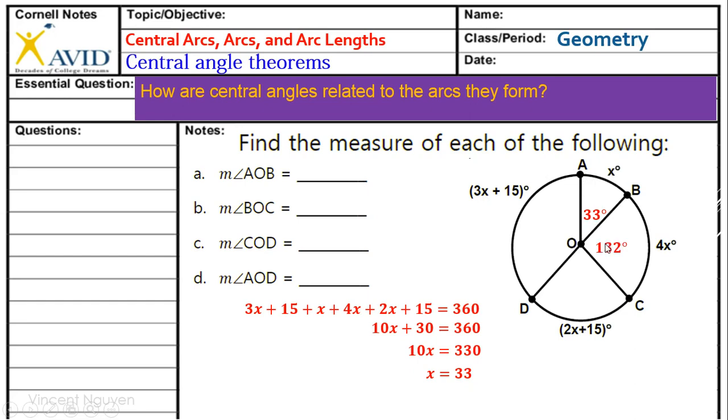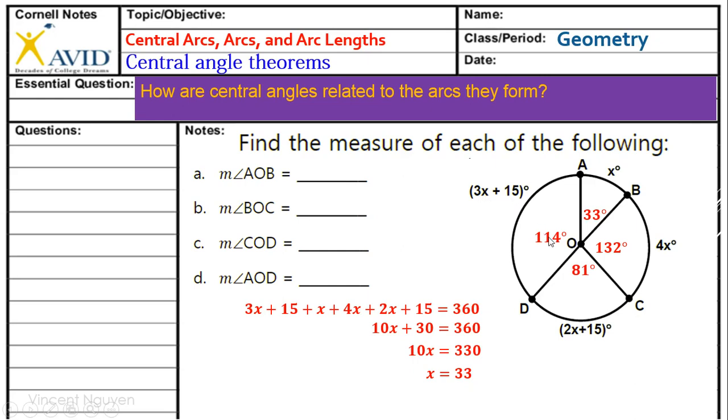And then the second one, I multiply by 4. So I take 33 and I multiply by 4. I think I got the correct answer, 132. You can double check me on that. And then the next one, I substitute 33 in. That would be 66. And then I add 15 to that. And I think that's 81. And then the other one, I plug in 33. So 33 times 3 is 99 plus 15, 114.